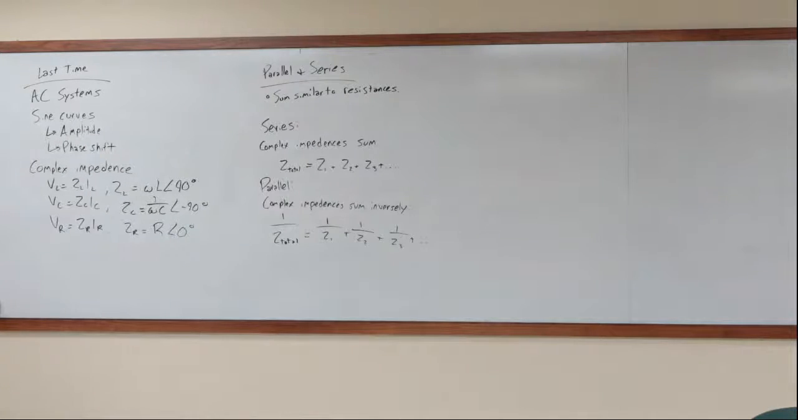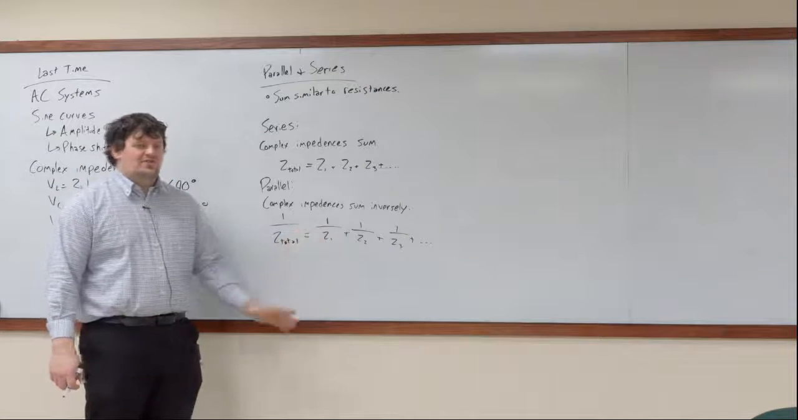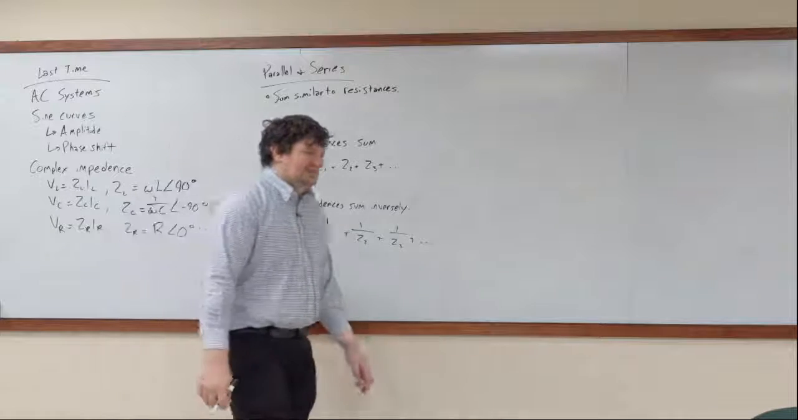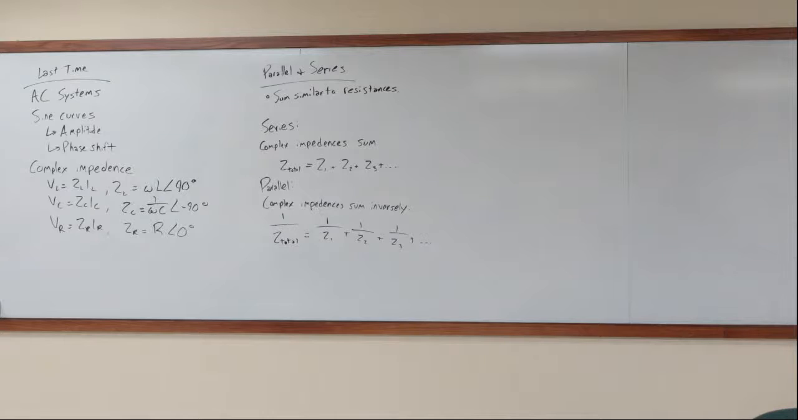Now, the gross piece about this is that this isn't just a number, this is a phasor. 1 over a phasor is super gross. It's not as nice as plugging it into an equation and getting the answer. It's disgusting.